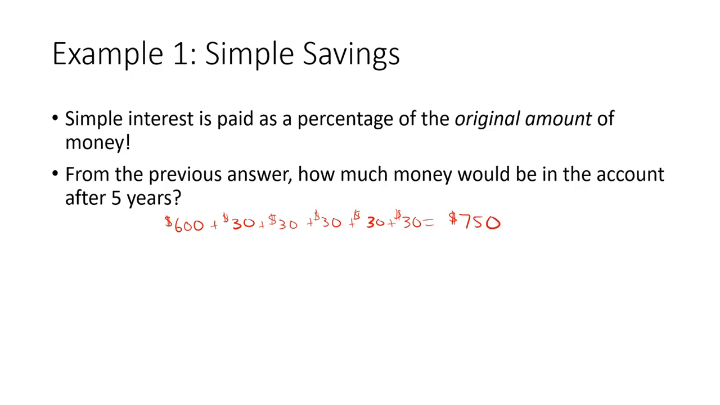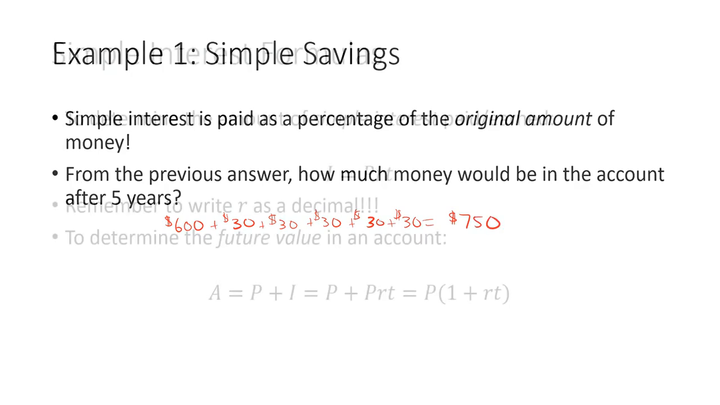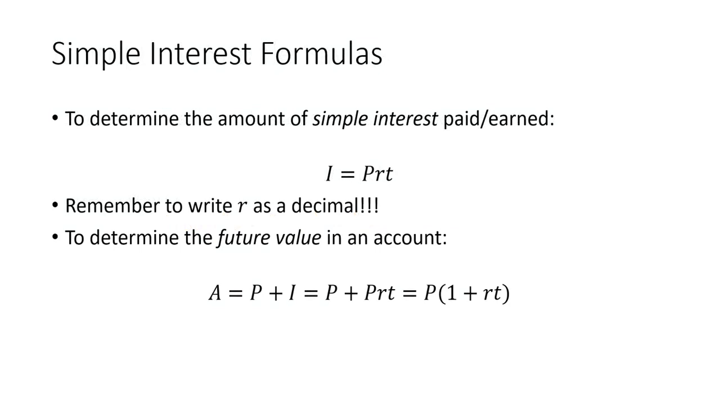for a total in your account of $750. In general, if we want to determine the amount of simple interest that's paid or earned, we can just multiply the principal, the amount that we invest, times the interest rate written as a decimal, times the time that's passed since the amount of money was borrowed or invested. If we want to determine the future value in those accounts, well, then we just add the principal to the interest that's earned at that particular time. And here we can just write this in some slightly different ways, whichever is easiest to calculate.